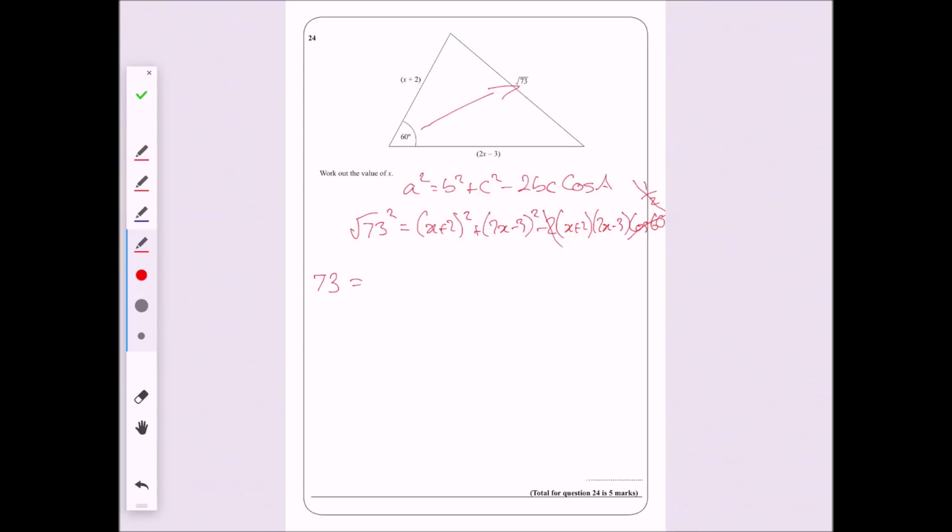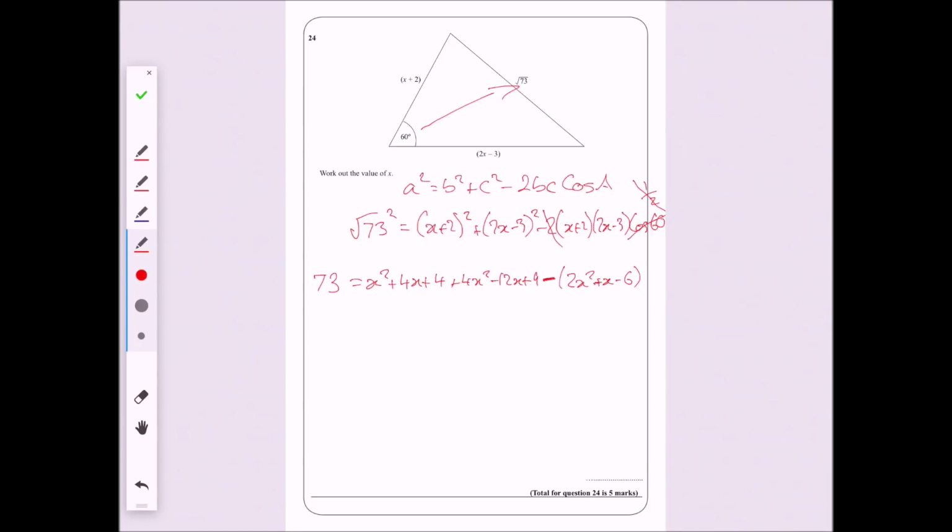If we expand x plus 2 squared, we get x squared plus 4x's plus 4. If we expand 2x minus 3 squared, we would get 4x squared minus 12x plus 9. And take away, and then x plus 2 times 2x minus 3 would be 2x squared plus x minus 6. Now, I've put it in brackets because we're taking this away, so we need to find the negative of all of these.